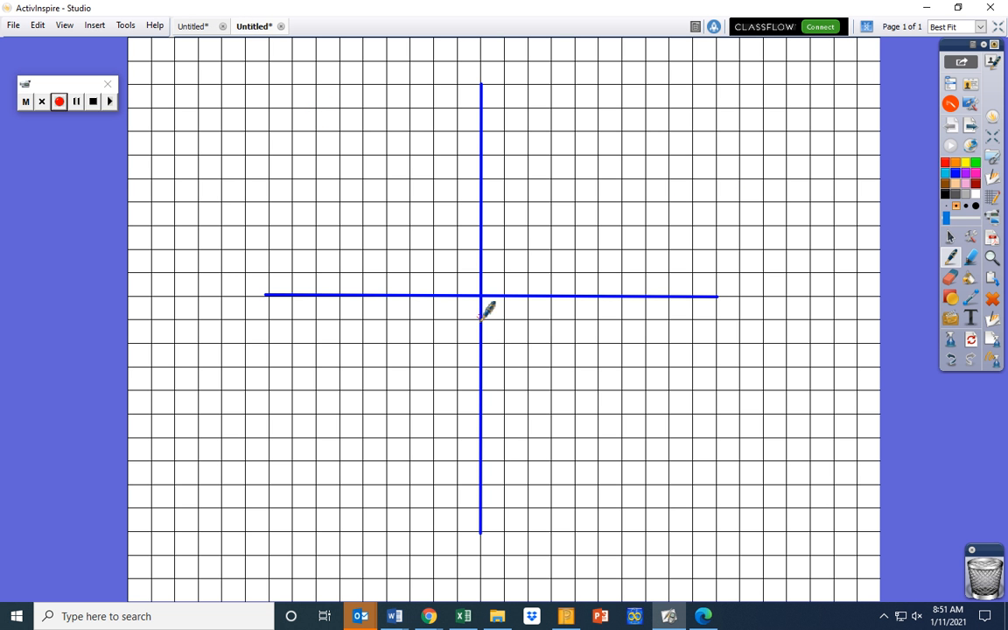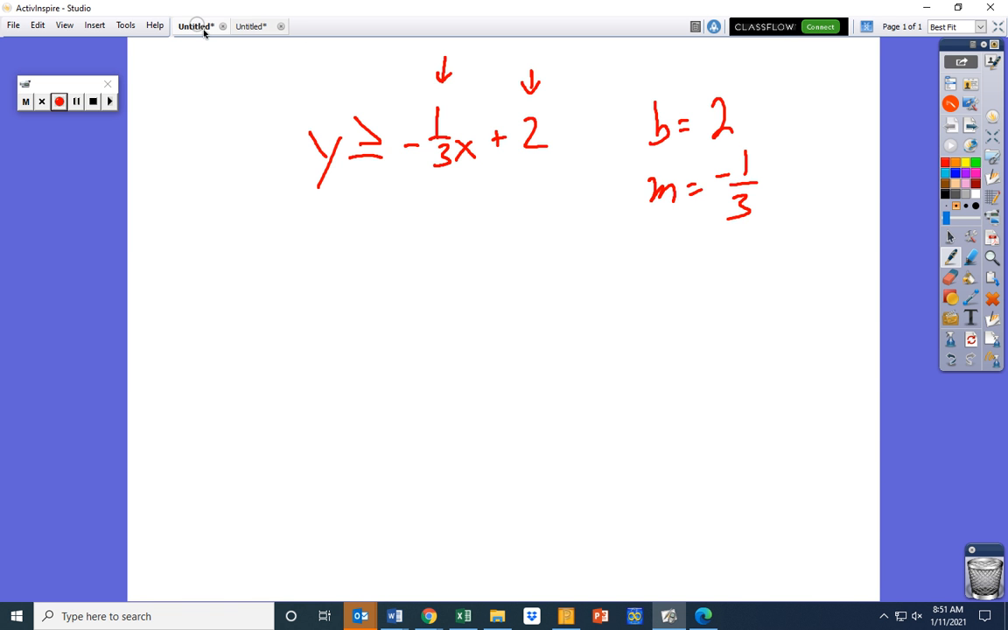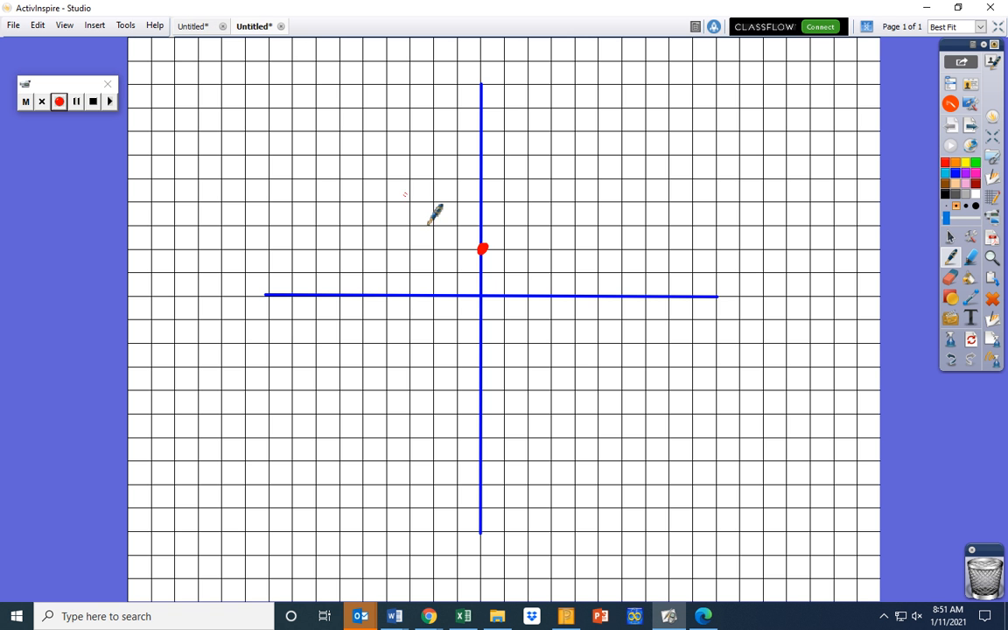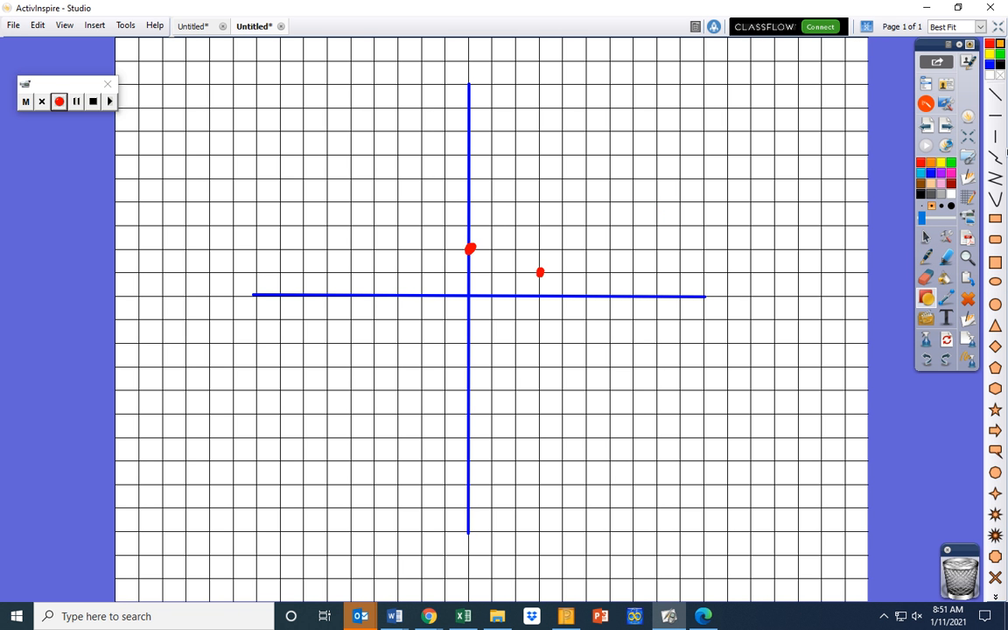Is that up 2 or down 2? Up 2, and I'm going to put my point. Okay? And then I have a slope of negative 1/3. So how am I going to graph that? Down 1 over 3. Good. All right. Am I going to use a dotted line or a solid line? Solid because it is or equal to. Okay? So I'm going to go ahead and put my line here.